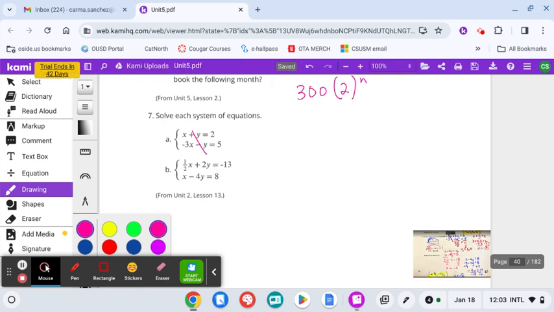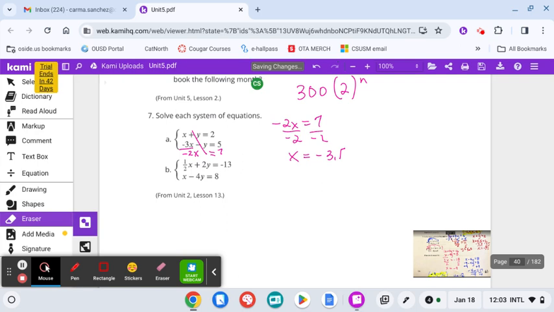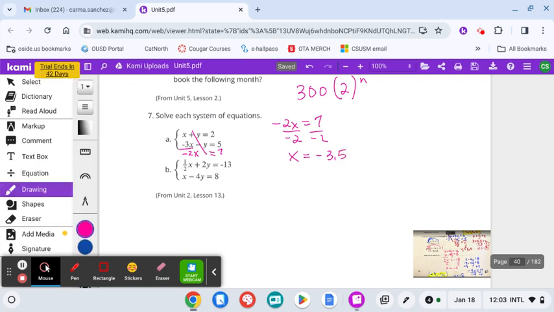Those already have opposites. So if I cross out the y's, I get x minus 3x is negative 2x, and then 2 plus 5 is 7. And then I just solve that little tiny equation, and I get that x is negative 3.5. Now that I've solved for x, I need to go back into either equation and solve for y. So I'll just choose the top one, x plus y equals 2.